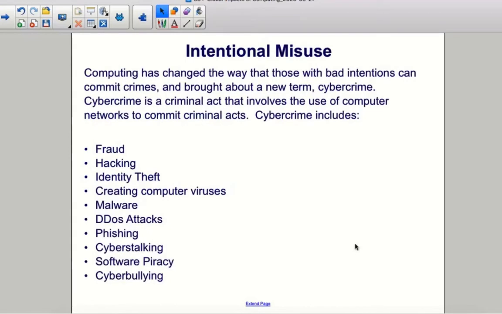Computing has changed the way that those with bad intentions can commit crimes, and brought about a new term: cybercrime. Cybercrime is a criminal act that involves the use of computer networks to commit criminal acts. Cybercrime includes fraud, hacking, identity theft, creating computer viruses, malware, DDoS attacks, phishing, cyberstalking, software piracy, and cyberbullying.